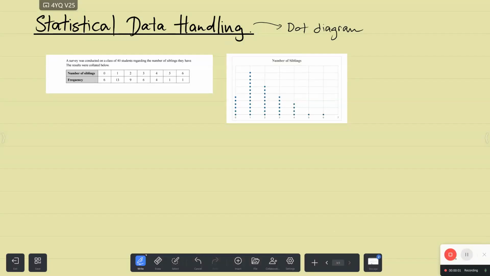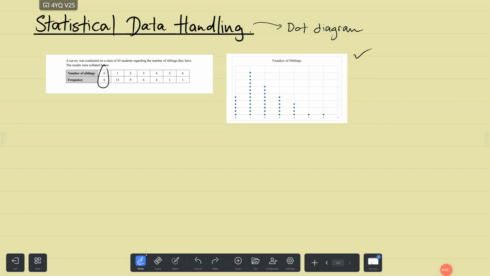Hi everyone, in this video we'll be running through a way to present data, what we call the dot diagram. Just quickly recall that we have collated all different ways of presenting data based on the frequency table that we've done from our tallying. So we begin once again by looking at this dot diagram here, and we need to understand how we get this diagram in the first place.